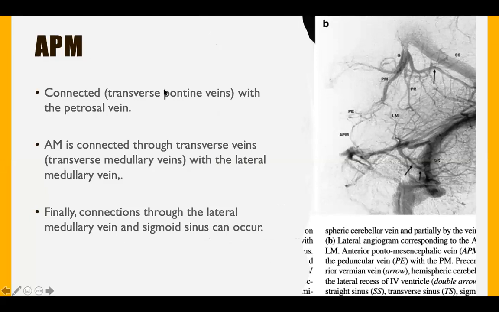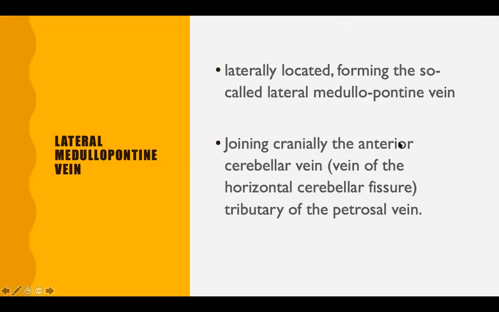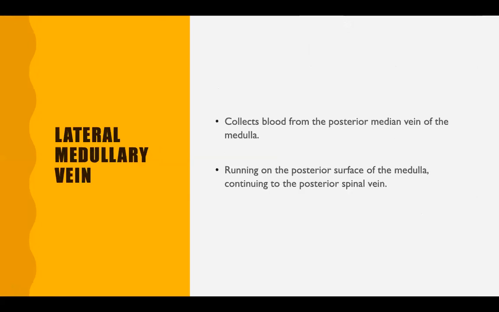Similarly, the anterior medullary vein, which is not seen here, is connected via transverse veins to the lateral medullary vein. And also the anterior pontomedullary vein connects with the petrosal veins. Coming to the lateral pontomedullary vein, it joins the anterior cerebellar vein, a tributary of the petrosal vein, and it continues as the lateral medullary vein.